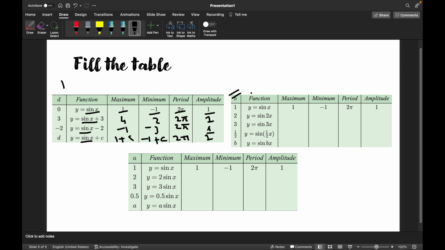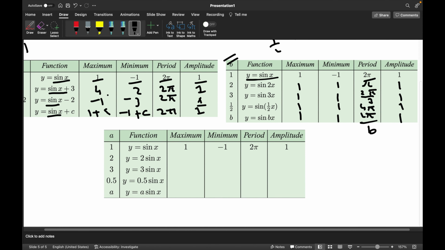Now let's look at the second question. They've written down the answer. The maximum and minimum would remain the same. The period would reduce by a factor of 2. Amplitude same. This would be 1, 1, 4 pi because 2 pi divided by 1/2 is 4 pi. And amplitude same. This would be 2 pi by b. Amplitude 1. So that's our answer.